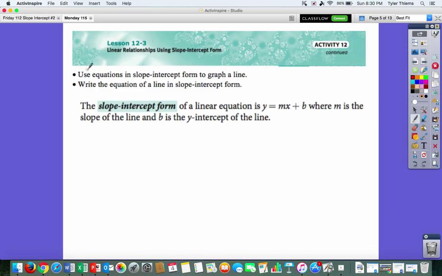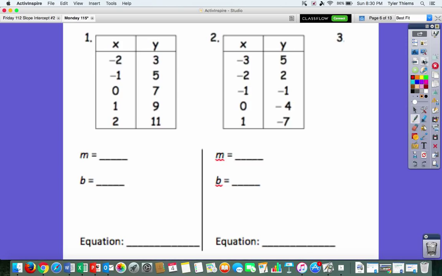Again, our learning targets: we're going to use equations in slope-intercept form to graph a line, and we're going to be able to write those equations in slope-intercept form. Today we're looking primarily at the slope and the y-intercept, and writing the equation when given a table is going to be the new information for today. Keep in mind, m is your slope and b is the y-intercept of your line. We need to identify those two things.